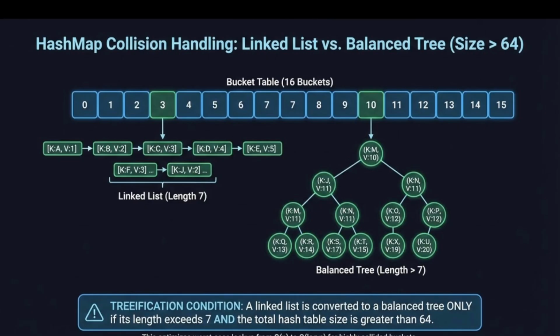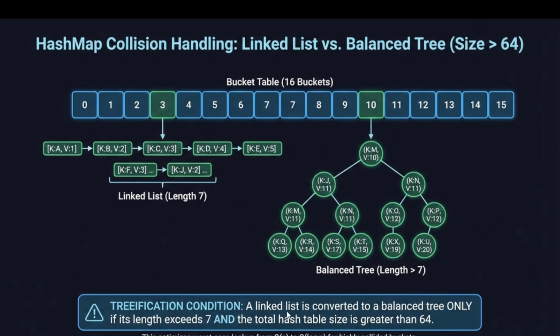What is collision handling? Linked list versus balanced tree. And the size should be greater than 64. This bucket size should be greater than 64. Suppose here I have these many elements. Suppose the linked list length is 7 and the bucket size is increased to 64. What will happen? All this list will be converted to a balanced tree.